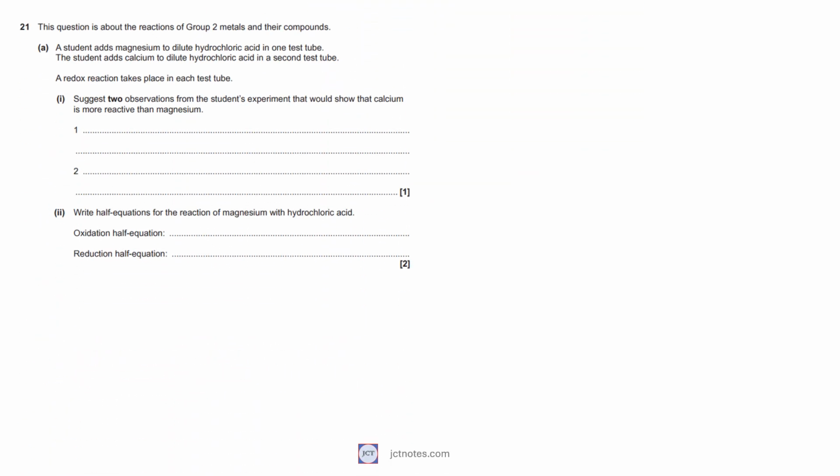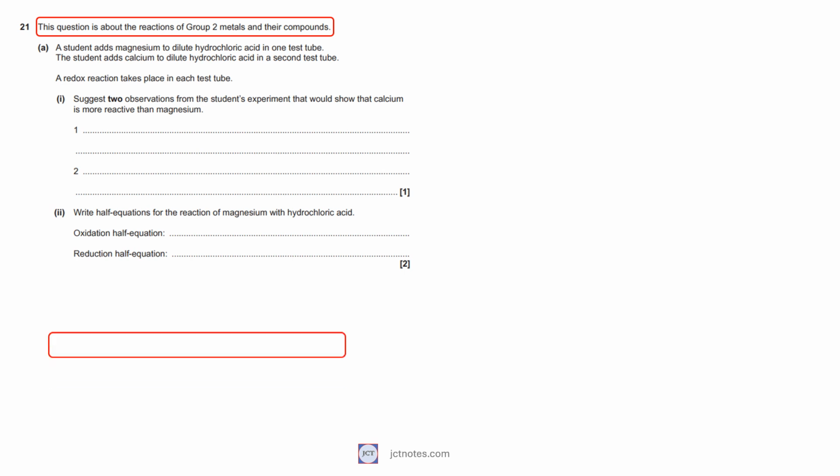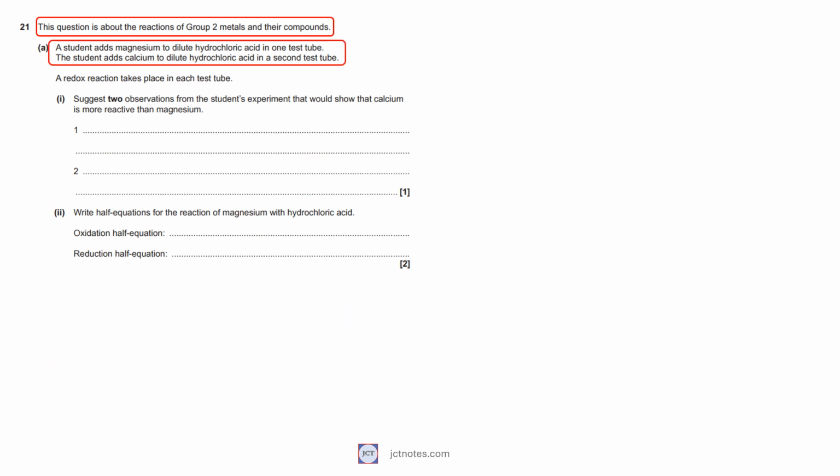Question 21 is about the reactions of group 2 metals and their compounds. In part A, a student adds magnesium to dilute hydrochloric acid in one test tube. The student adds calcium to dilute hydrochloric acid in a second test tube. A redox reaction takes place in each test tube. In the first question we are asked to suggest 2 observations from the student's experiment that would show that calcium is more reactive than magnesium.